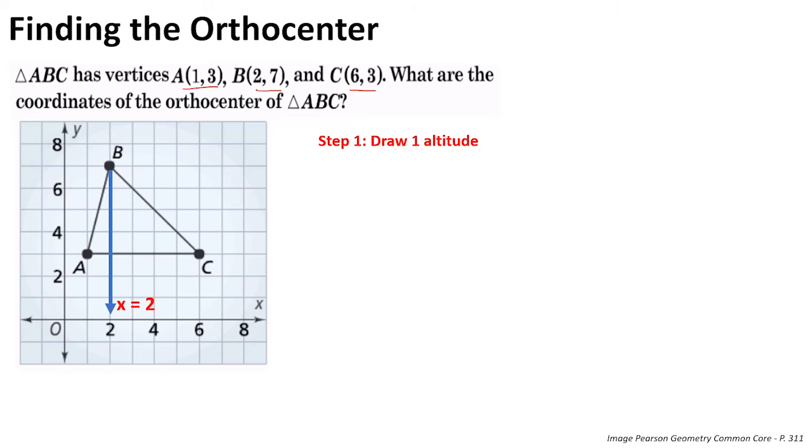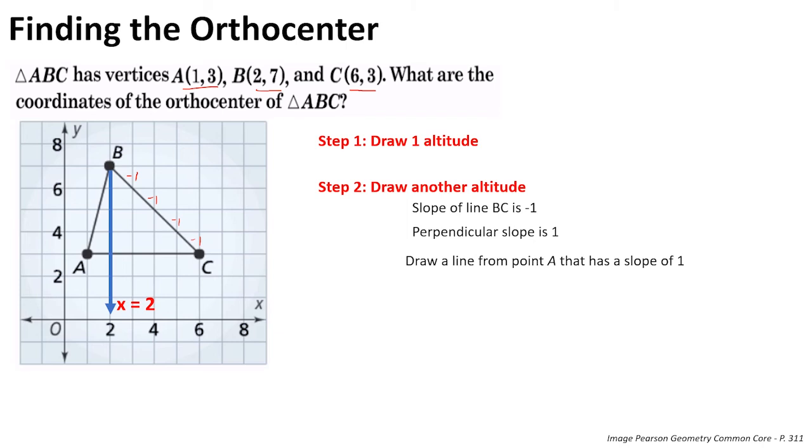Let's draw another altitude. We can see that the slope of line BC is -1, right? Because down 1 over 1, down 1 over 1. So the slope of that line is -1. We need a perpendicular slope because we want to draw a line that is perpendicular to BC. So remember, perpendicular is the opposite reciprocal. So the perpendicular slope to line BC will have a slope of 1. So we can draw a line from point A that has a slope of 1.